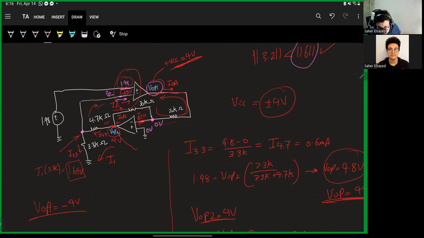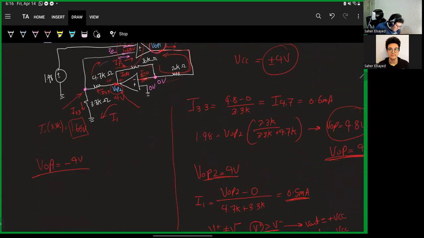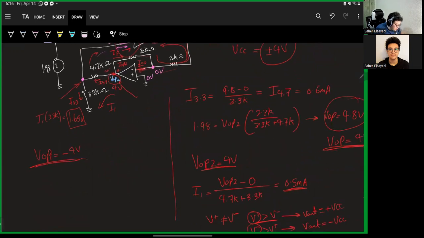But that doesn't make sense, because now it's 4 volt and it goes through. What are you doing with your op amp? Something is wrong. So we have to restart again and set VOB1 down to be -4. We're going to do the same thing and calculate I1. What is I1?